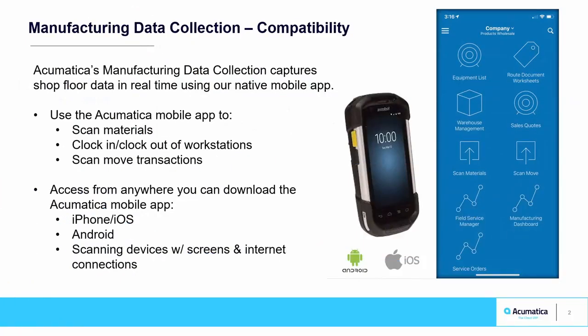Acumatica's manufacturing data collection captures shop floor data in real time using our native mobile app. You can use the native mobile app to process a number of transactions, including material and move scans, and clock in and clock out for labor transactions. You can access data collection anywhere that you can download the Acumatica mobile app, including an iPhone, Android, and scanning devices that have a screen and access to the internet.